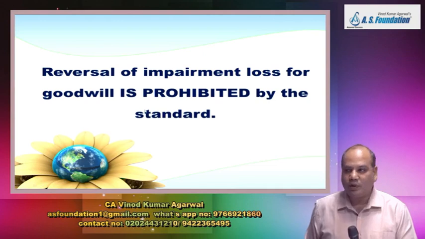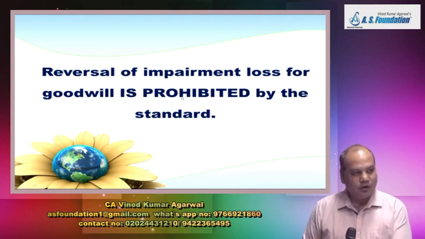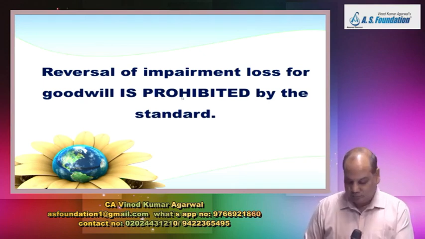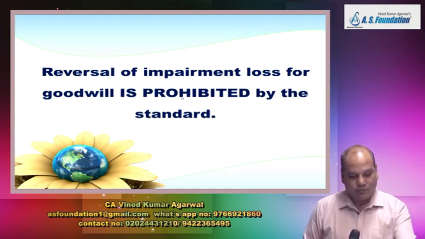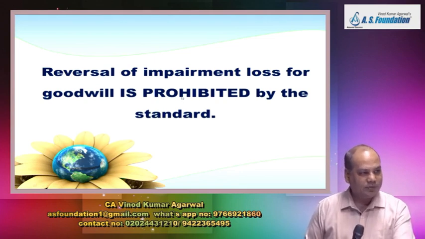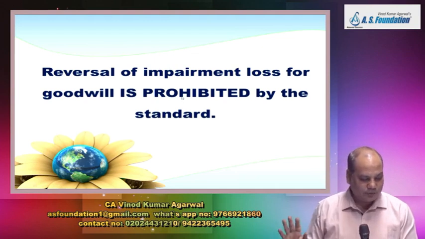What about reversal of impairment loss for goodwill? In this standard, there is no situation when you are allowed to reverse the impairment loss on goodwill. So prohibited completely. In accounting standard 28, reversal on goodwill is allowed if two conditions are satisfied. But that is in IAS 28. Accounting standard 28 issued by Institute of Chartered Accountant of India. Here not allowed, so forget.